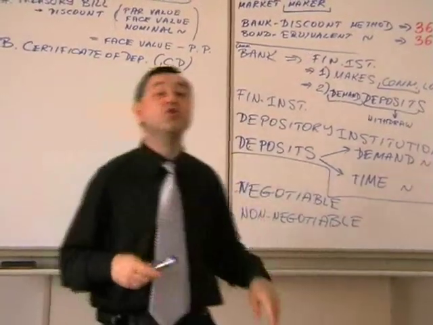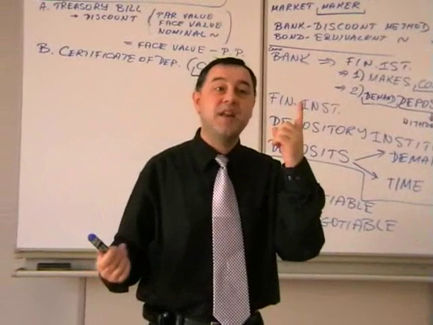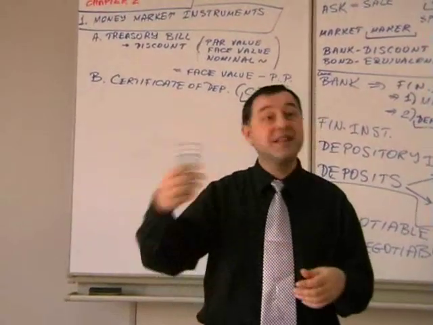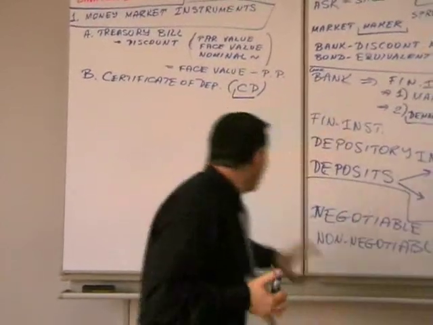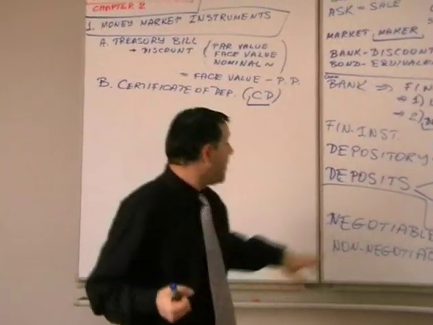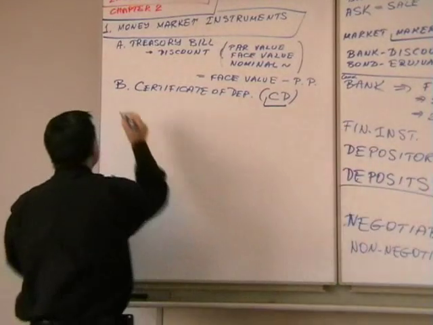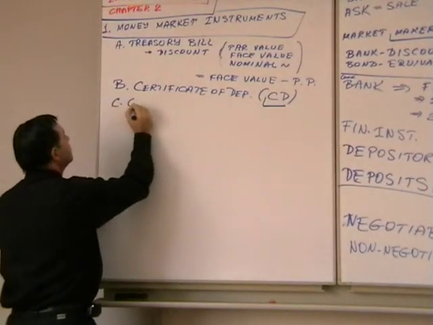So no one will pay even one penny for something that could never be theirs, because the law says it can never possibly be theirs. All right, so back to it: a certificate of deposit is a negotiable instrument. The next one is commercial paper.